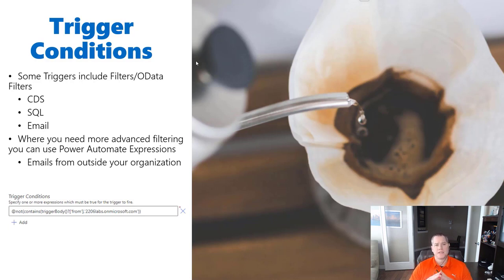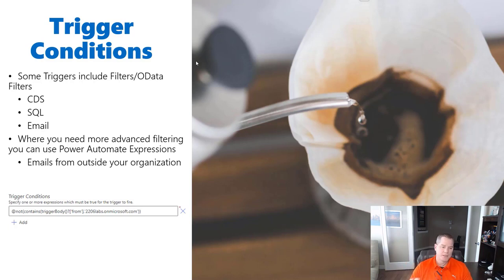The other situation is when we think about email. Email has a subject filter, but it doesn't allow for a lot of more advanced capabilities or address advanced scenarios. And that's where we can use this approach, using a trigger condition.